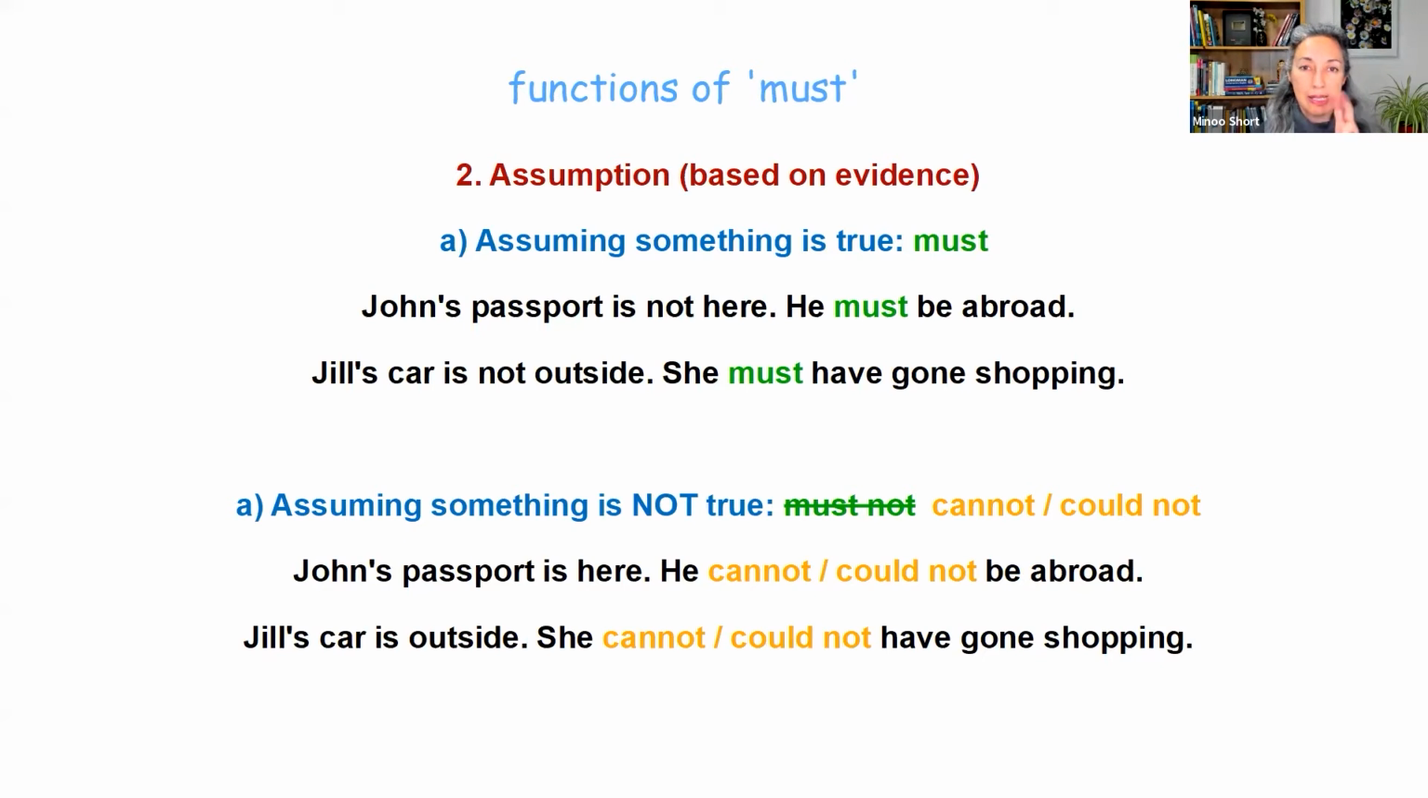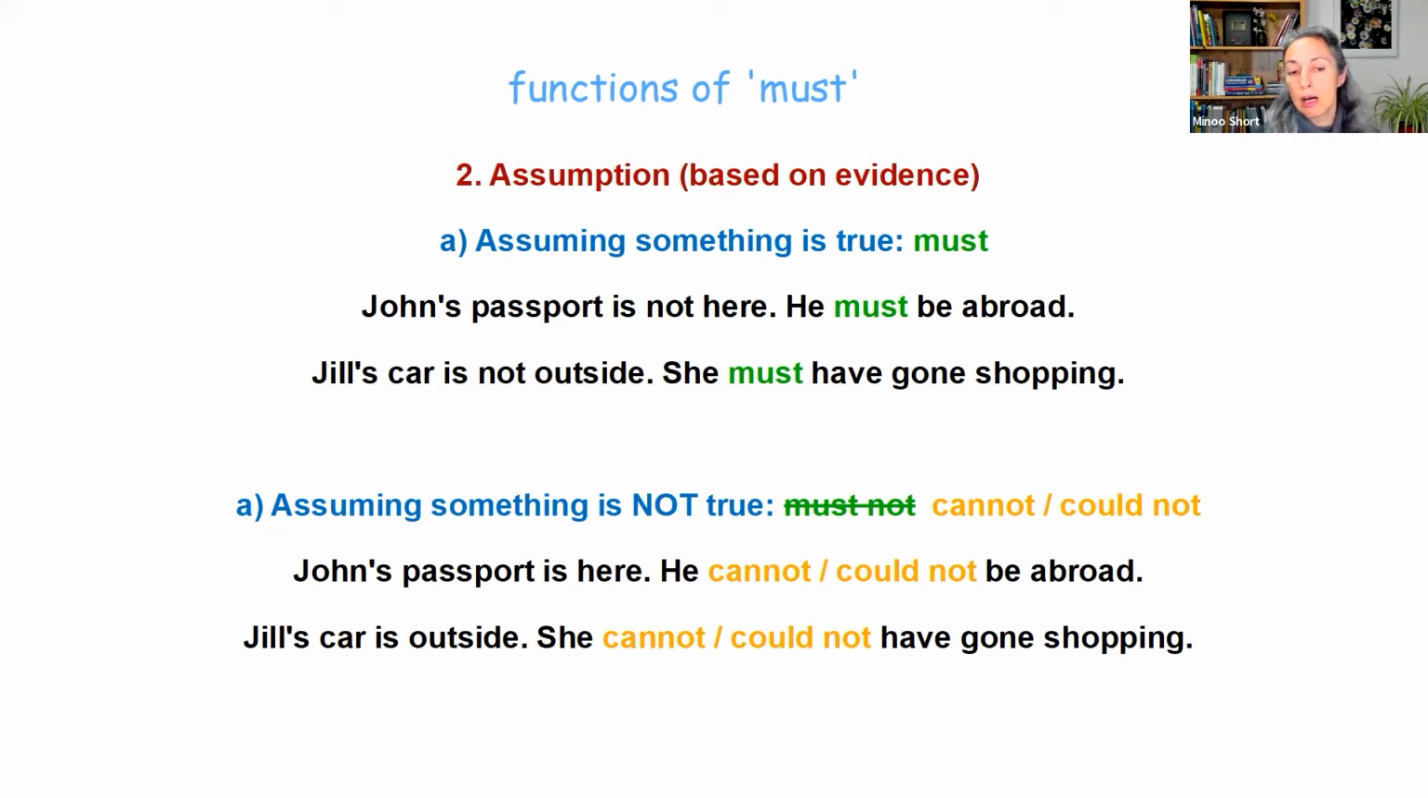Let's look at the second function of must, which is assumption. What is important to remember is that this assumption has to be based on evidence. We use must to assume that something is true based on evidence. For example, John's passport is not here, so he must be abroad. The only thing we can deduce, conclude, assume is that he is abroad with his passport.